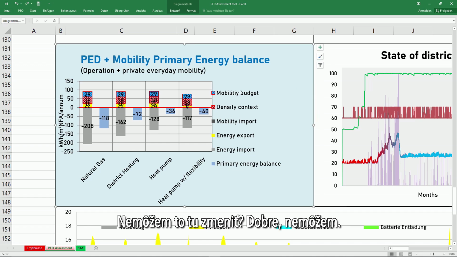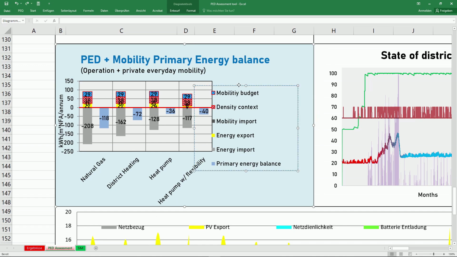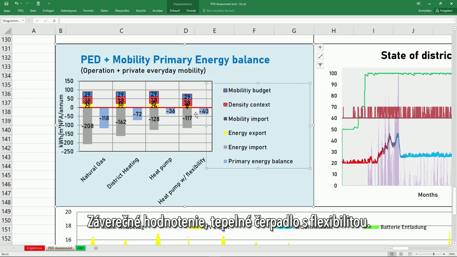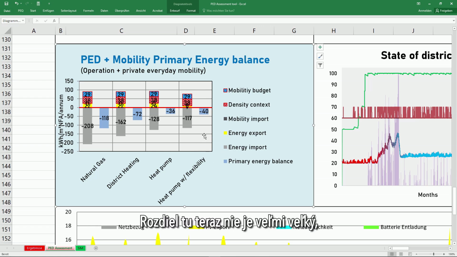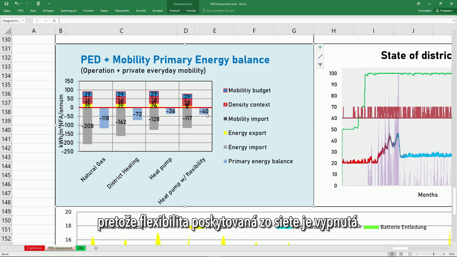Can I not change this around? Okay, I cannot. Final assessment, heat pump with flexibility. Now, the difference here is not very large because the flexibility provided from the grid is turned off.